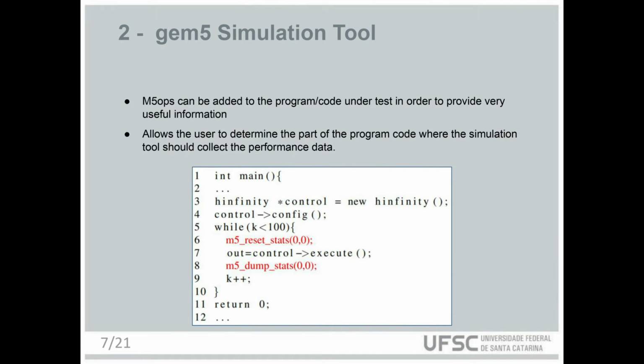Gem5 also offers a very useful library called m5ops that can be added to your program rather easily. This library allows the user to determine the part of the program where the simulation tool should collect the performance data. For example, in this picture here, we are using the commands reset stats and dump stats to select the function that we want the performance data to be collected.